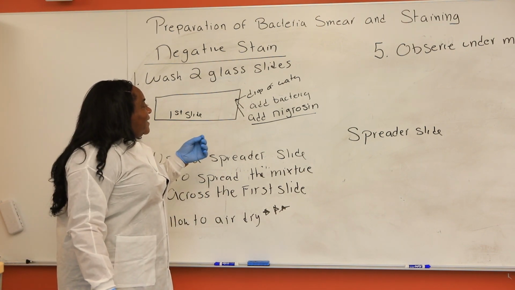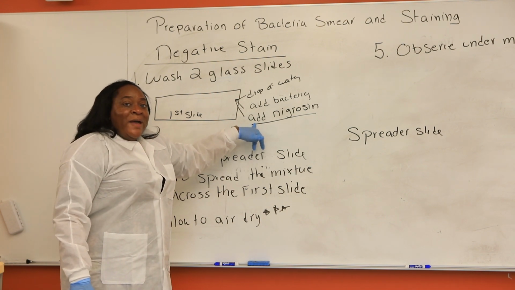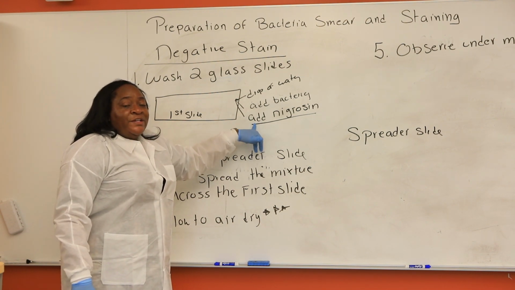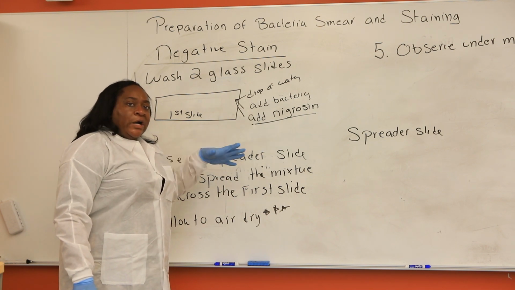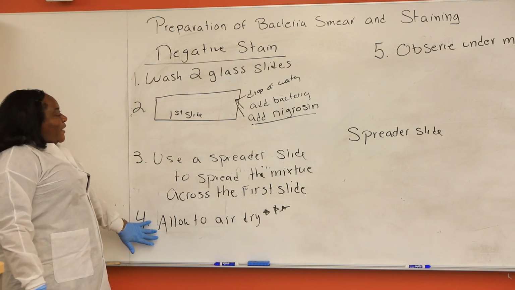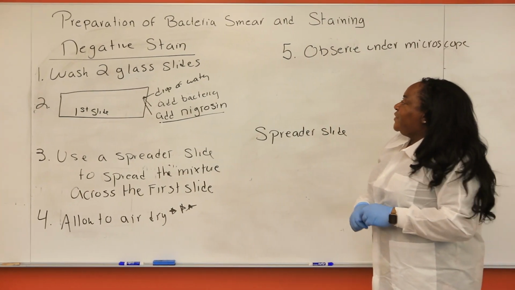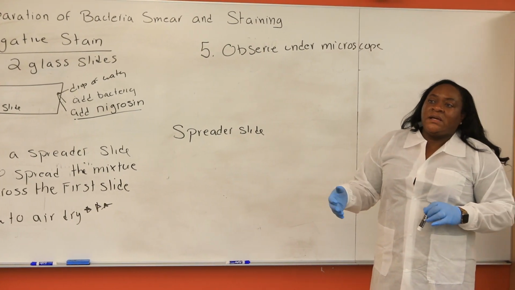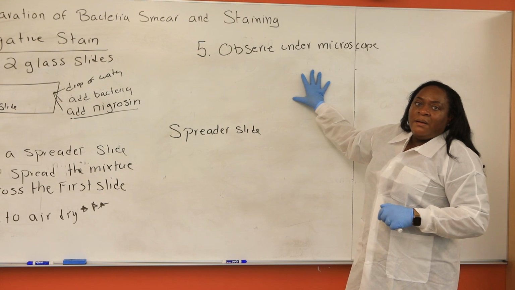Another trick is to make sure you add a small amount of nigrosin. If you add too much, that's definitely going to increase your air drying time. So the smaller the amount, the better. Okay? So again, after you let it air dry, it's easy as that. There's no wash step, there's no heat fixing. Now you're ready to observe your cells under the microscope.